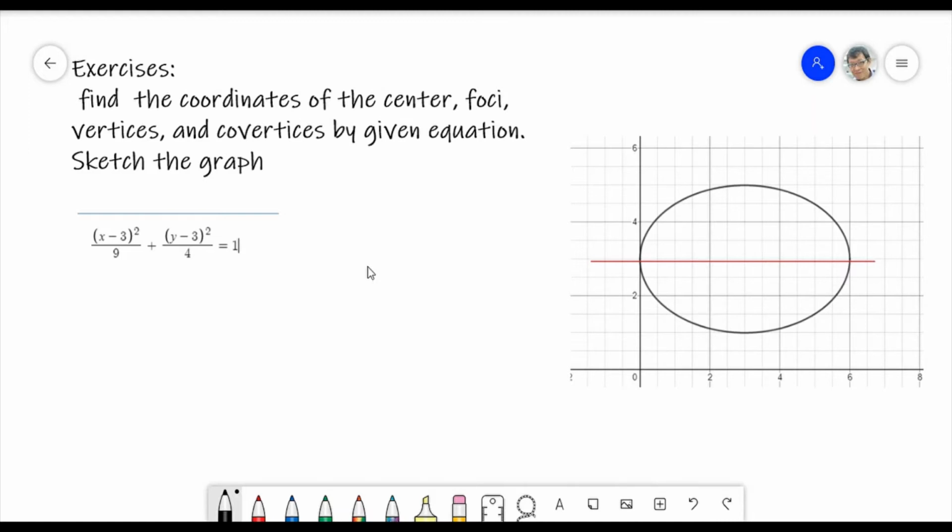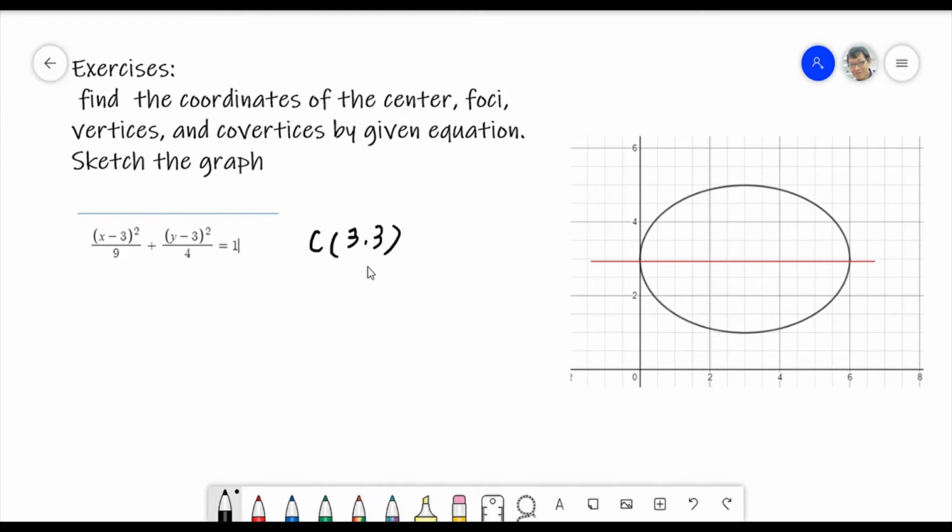No, it's just x square. No, the center. Okay, what is the center? The center here is this minus 3, so it's 3. So 3, 3, right? So the center is (3, 3).